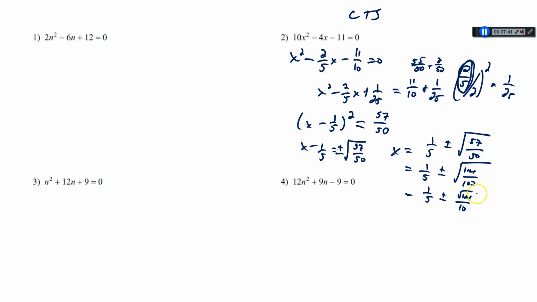Now root 114, let's see, that is what, 57 times 2? Yeah, there's no perfect squares in there. So that's it, as far as we can go. All right, let's take a look at the next one.